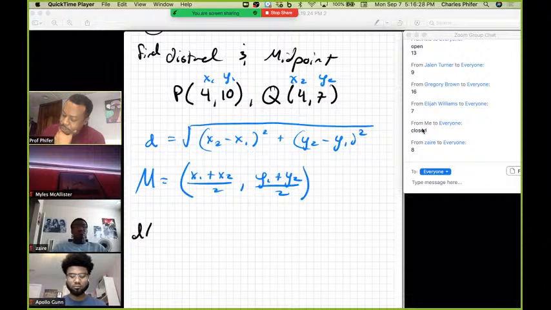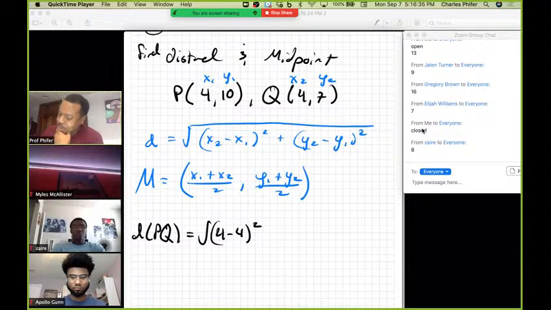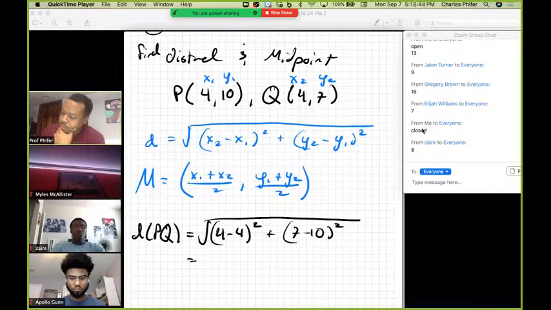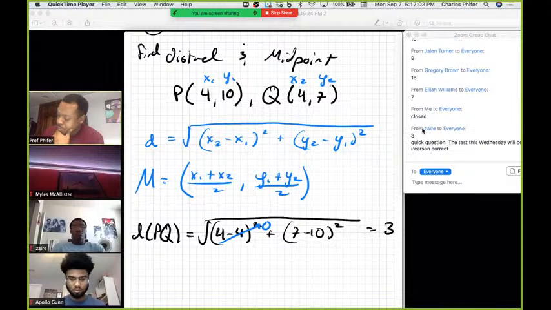Let's start off with the distance between P and Q. X2, let me see, 4 minus 4. Okay, so we get something there. Plus y2, which is 7 minus 10 squared. This goes to 0. It's gone. Negative 3 squared is going to be a positive 9. Square root of 9 is ultimately going to be 3. Okay, so we got 3 for the distance between these 2 points.